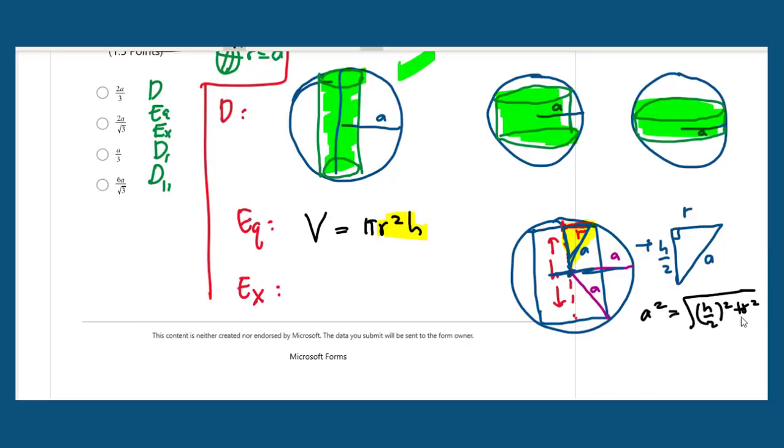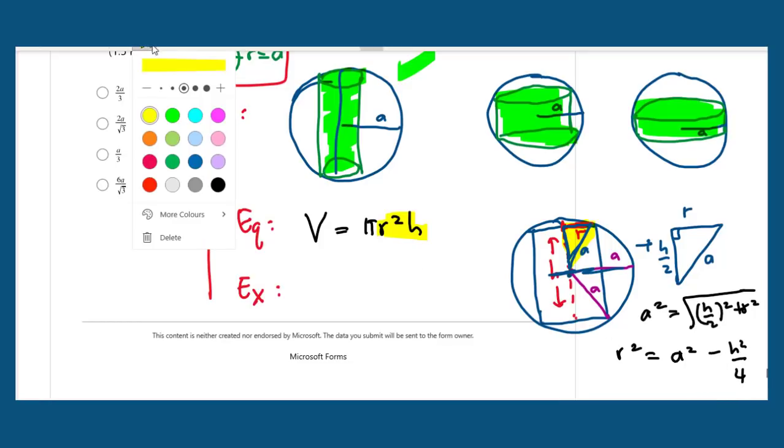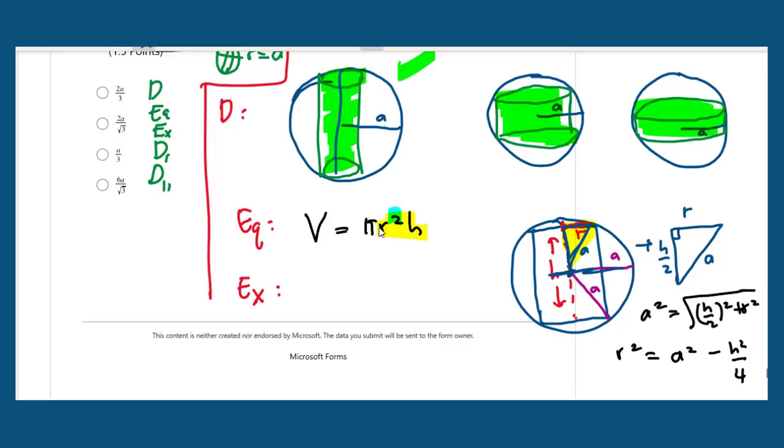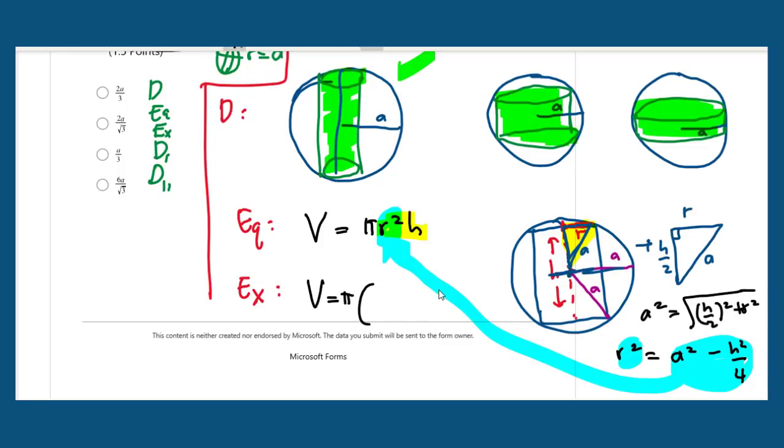So we must get rid of r. Make r the subject. R squared is equal to a squared minus h squared over 4. Just take this one. Why? Because we're going to get rid of r squared. Take this one and substitute. So now v is equal to pi times a squared minus h squared over 4, times h. So this is in the single variable h.